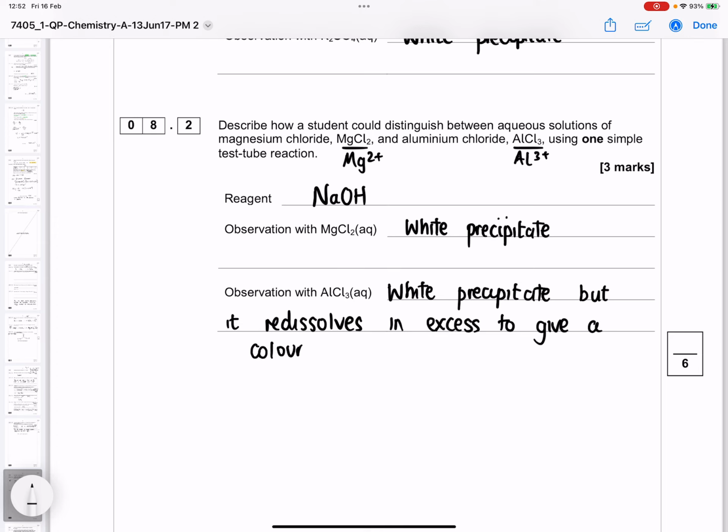And that's a little bit of a trick question, because it's trying to see whether you just write white precipitate for one and colourless solution for the other. They both give a white precipitate, but the aluminium hydroxide, being amphoteric, will then redissolve in excess, because it's going to form that formula where you have [Al(OH)4]−, the aluminate ion.